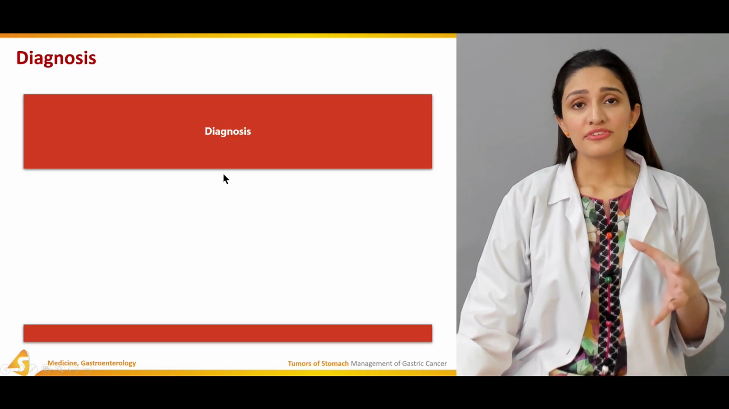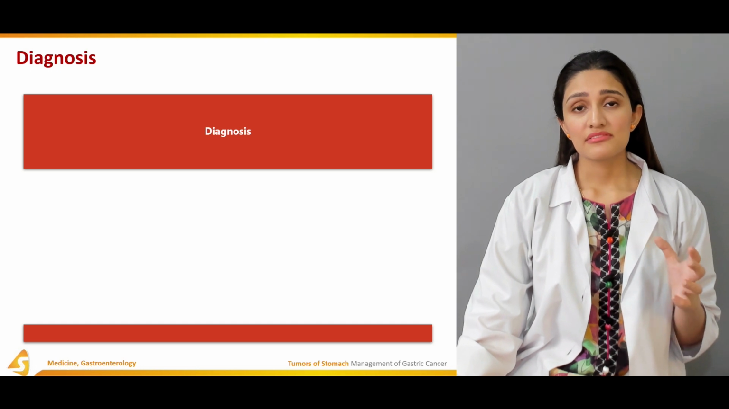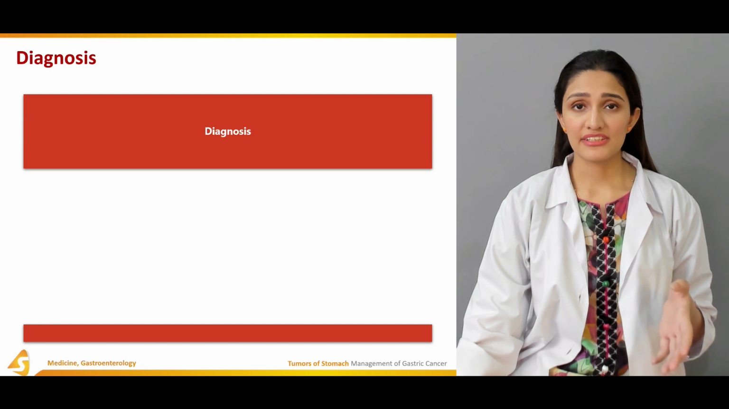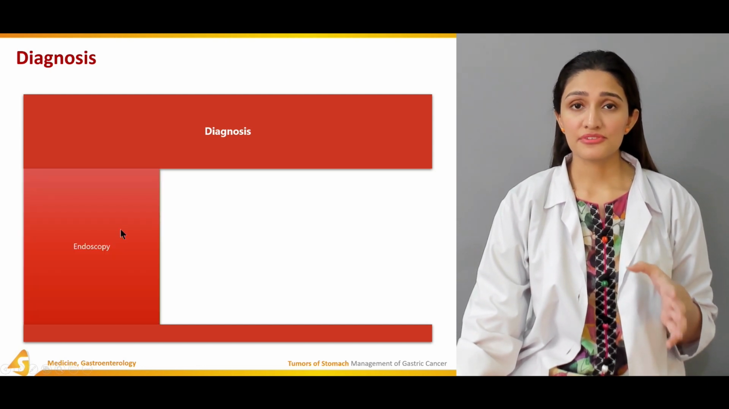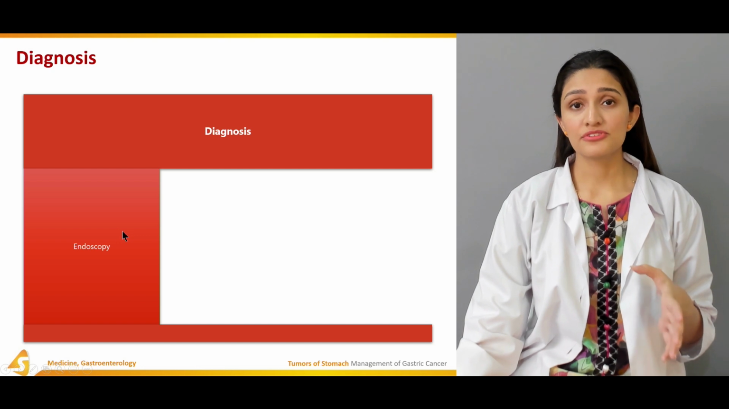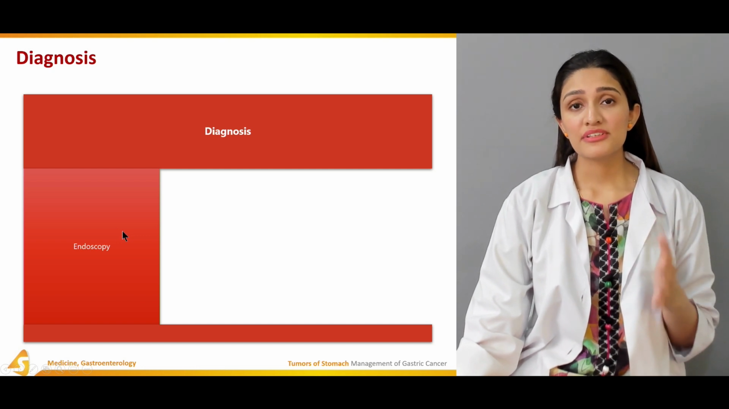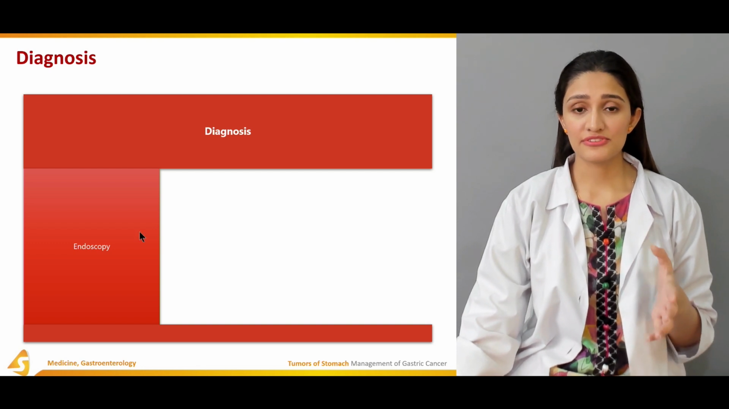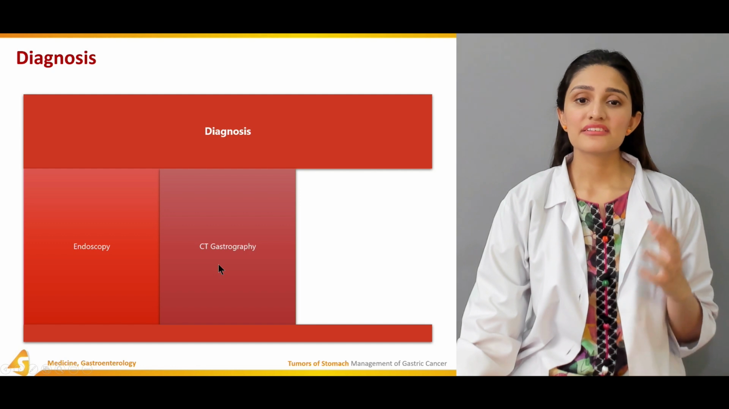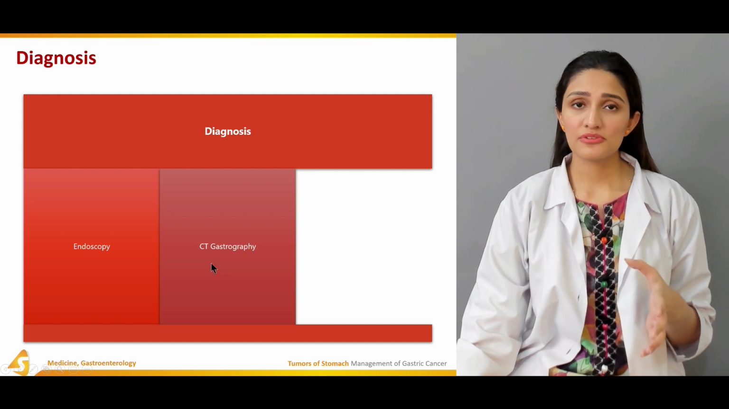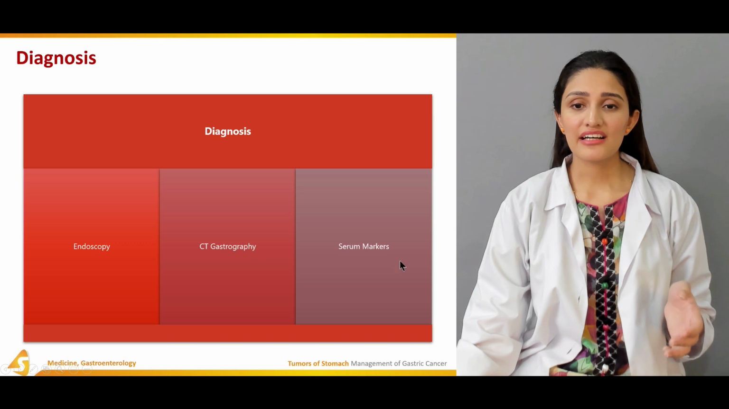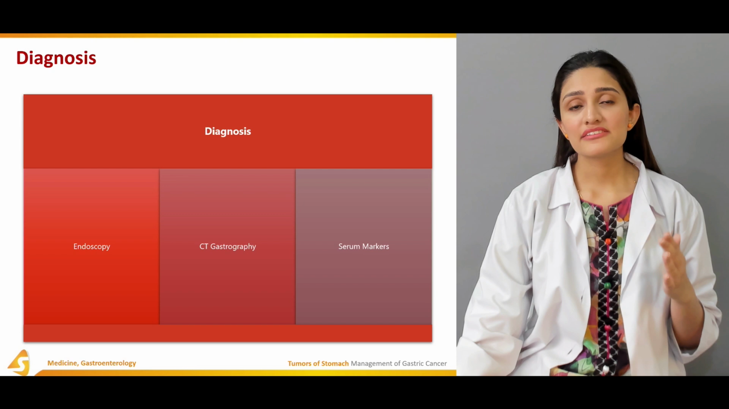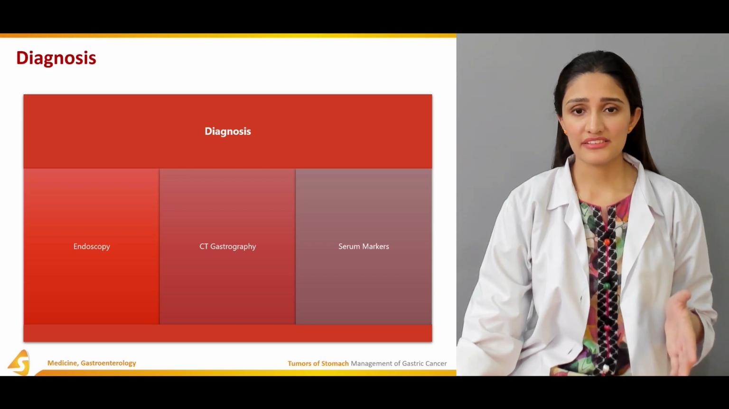So if we talk about diagnosis, there are different types of investigations that can be performed on a patient with gastric cancer, but esophagogastroduodenoscopy, such as endoscopy, is one of the investigations of choice regarding the diagnosis of gastric cancer. The second being the CT gastrography, which is also being studied these days, and lastly the serum markers are also slightly useful in the investigations regarding gastric cancer.